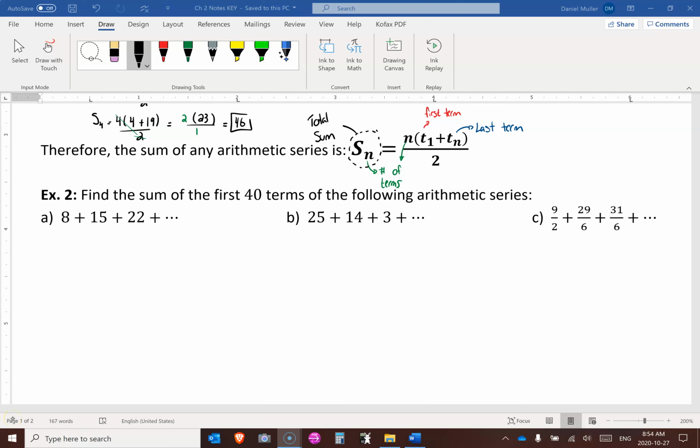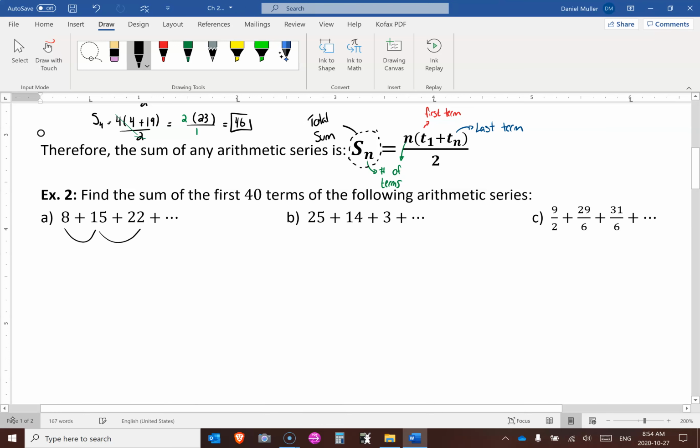Okay, let's take a look at example 2. Find the sum of the first 40 terms. So I guess what we could do is just list out all the numbers. Like I can see here in the first one that we're plus 7, and I can go out and I could list the next 37 different numbers and then add them all together. It would take an incredible amount of time. There is a more efficient way to do this. That's just to use the formula.